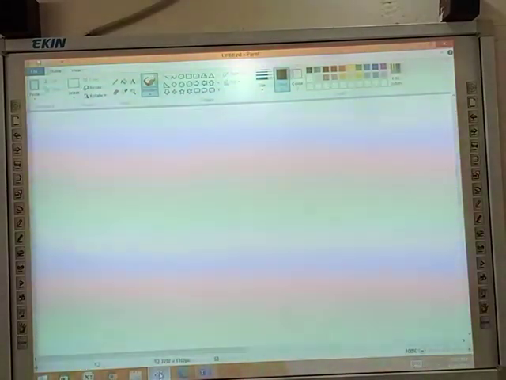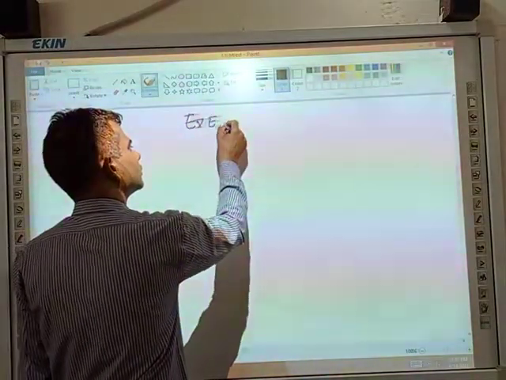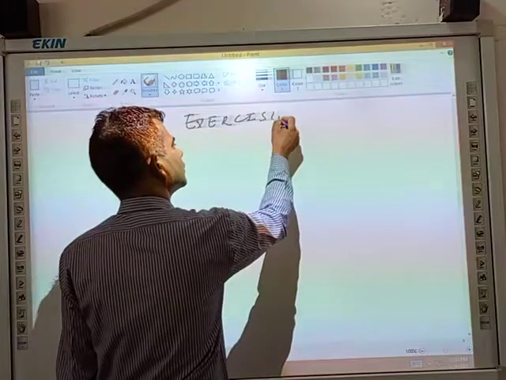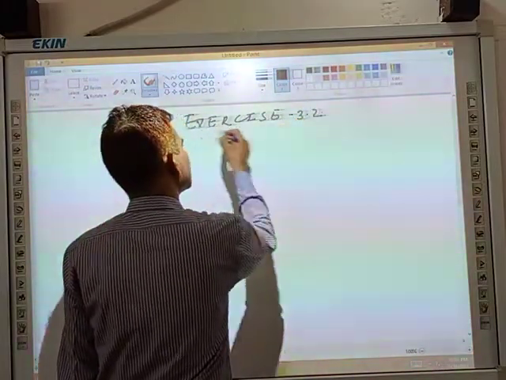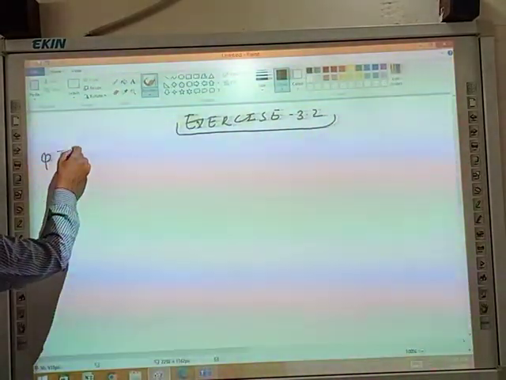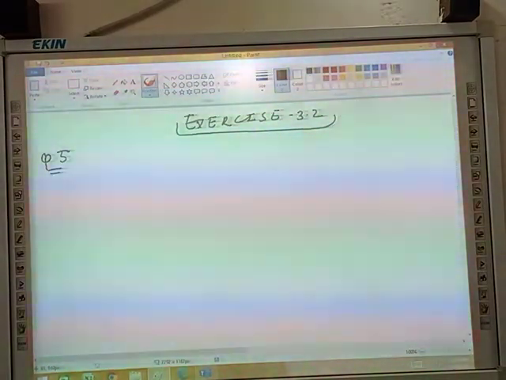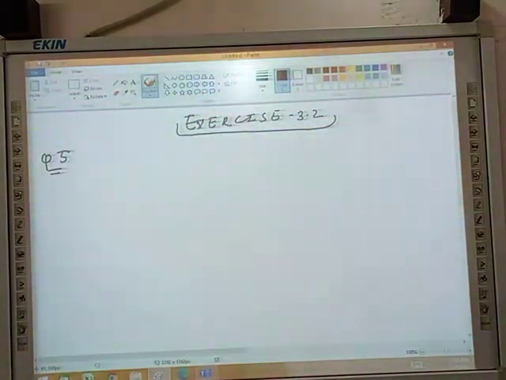Students, exercise 3.2. Question number... Students, it is a two variable question. Half the perimeter of a rectangular garden is 36 meters, whose length is 4 meters more than its width. Find the dimensions of the garden.